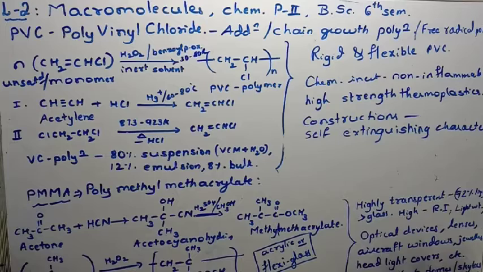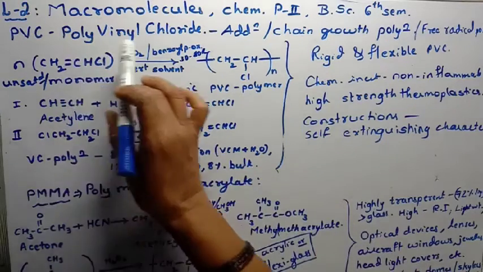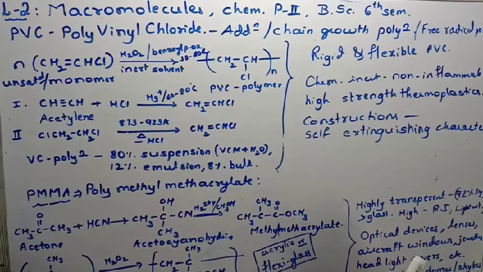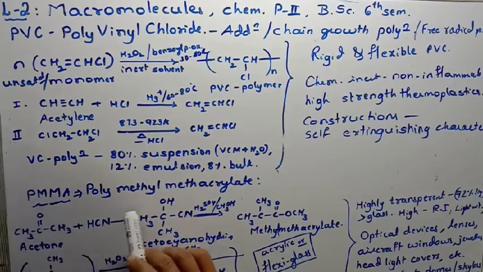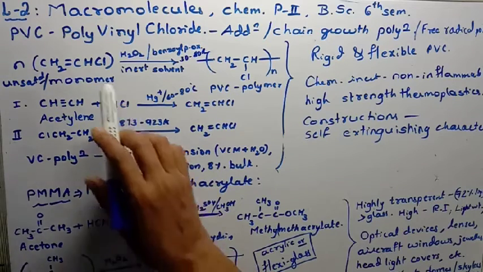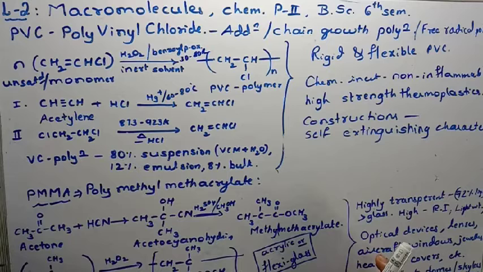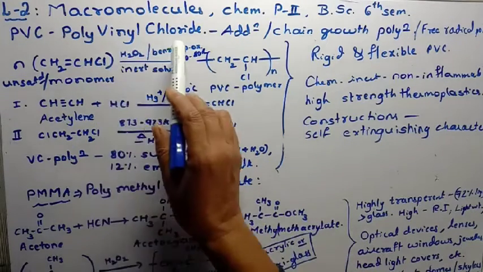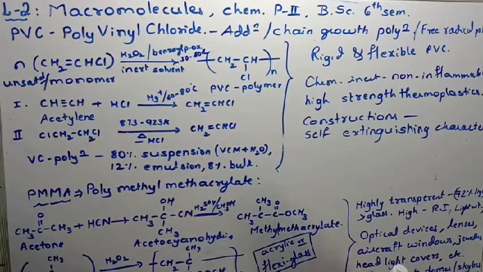Now under the same type of reaction, addition polymer, the third example is polyvinyl chloride. There are totally four examples they have mentioned. First one is polyethylene, second polystyrene, third one is polyvinyl chloride, and the last one PMMA, polymethyl methacrylate. Polyvinyl chloride is once again a macromolecule or a polymer in which vinyl chloride is a monomer.